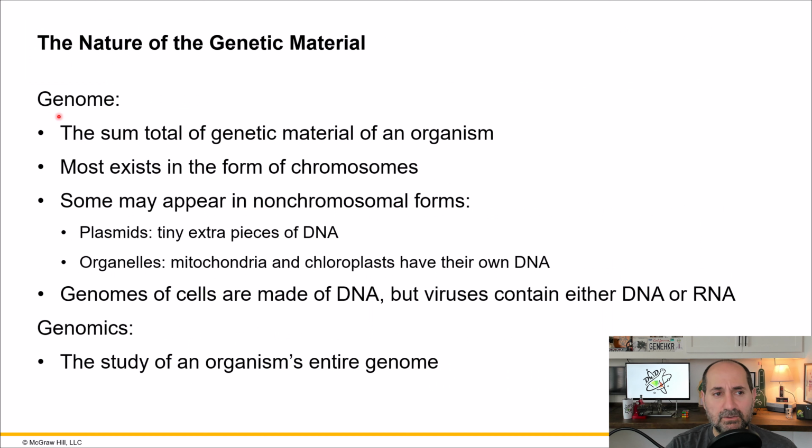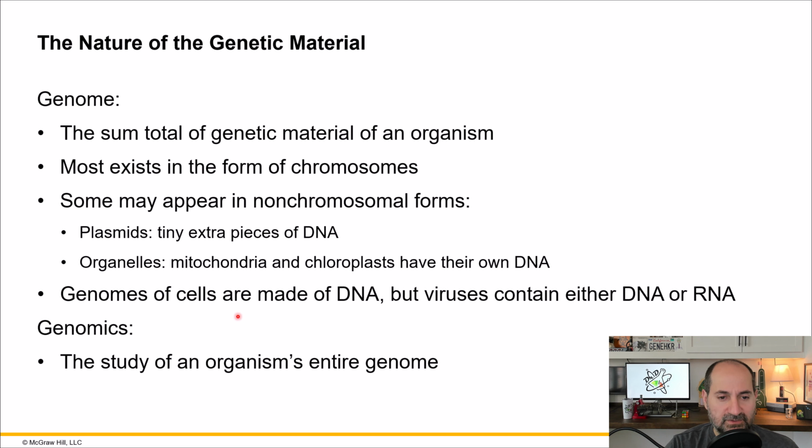Okay, obviously we want to know all these main terms here like genome, which is the sum total of genetic material of an organism. Genomics being the study of an organism's entire genome. Remember that you have chromosomal DNA as well as non-chromosomal DNA, also known as extra-chromosomal DNA. This includes in prokaryotes plasmids, which are tiny extra pieces of circularized DNA. In eukaryotes, you have extra-chromosomal DNA in the mitochondria and in the chloroplasts as well.